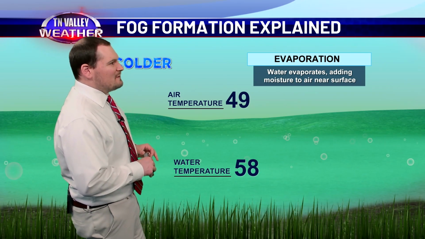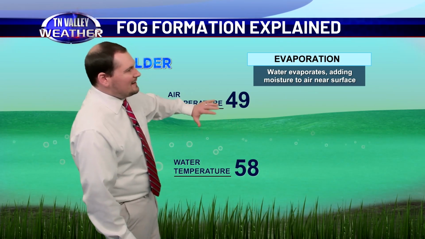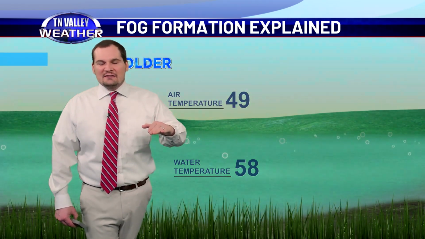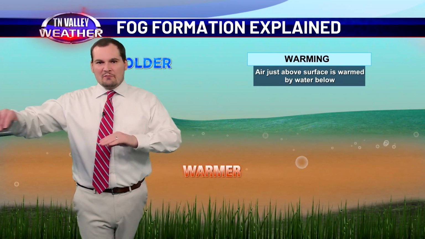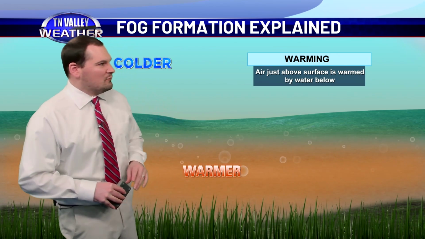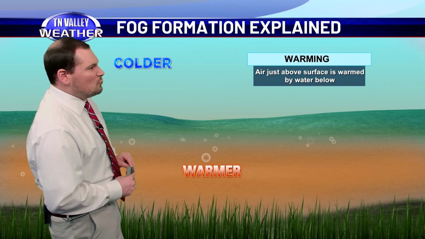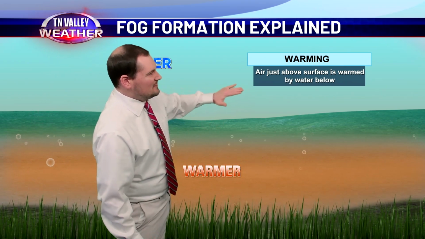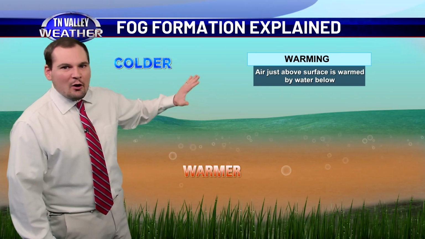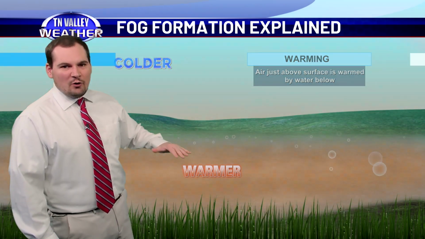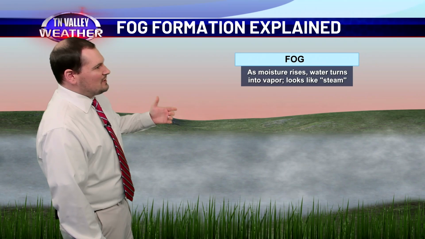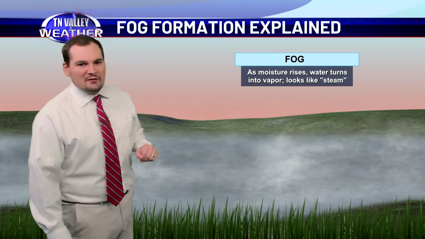So then you start getting evaporation. That water evaporates, adding to the moisture near the surface. And again, this is very close to that surface of water. Once you go over land, it's not really that case. It's all over that body of water. And so then you start getting some warming that happens. The air just above the water surface is warmed by the water below, because remember, you have a cold air mass over a warm body of water. That water temperature is warmer than the air. And all of a sudden, as that moisture rises, that water turns into vapor, and it looks like steam.